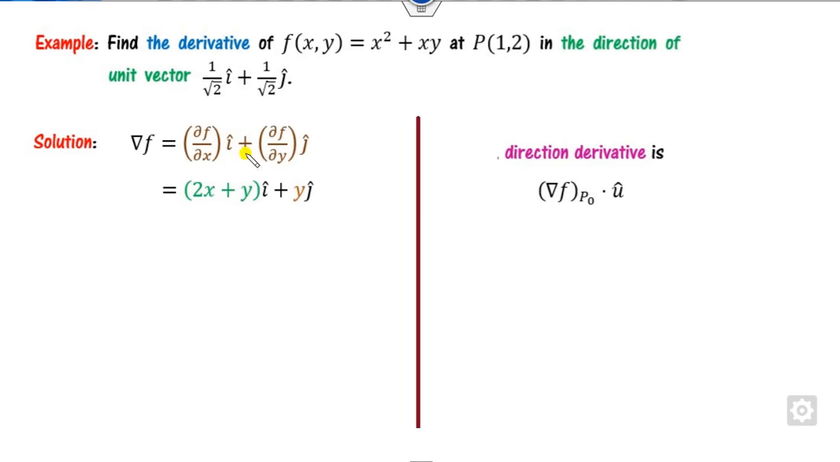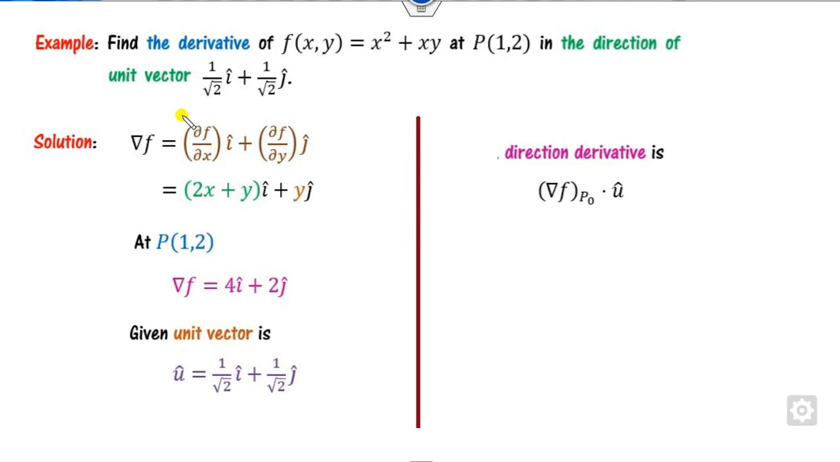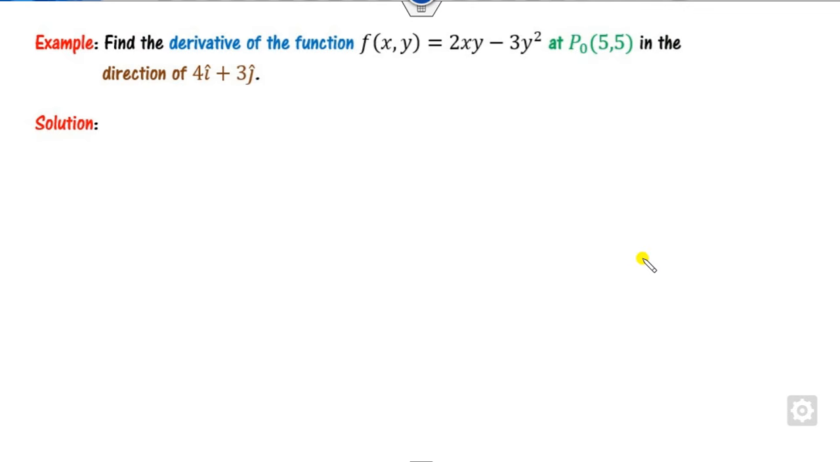How can you find the gradient? This is my f. You can take the derivative, then substitute the point, and you get the gradient at p. If I consider this as p0, then its value is here. How can you find the u cap? Because this is already a unit vector given to you, it means this is already u cap. Now once you know the gradient and u cap, you can substitute them here. What is the dot product of this? This is the right answer.